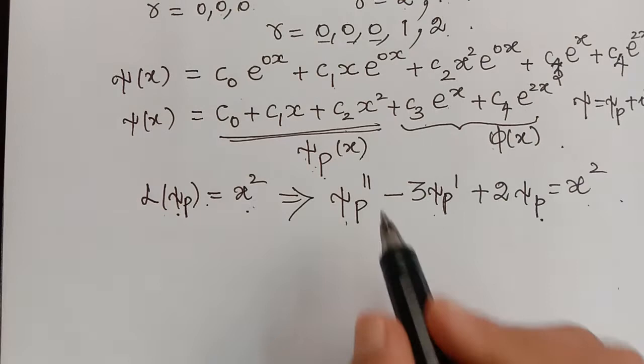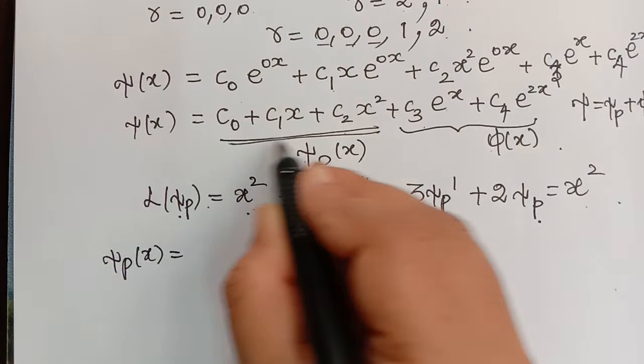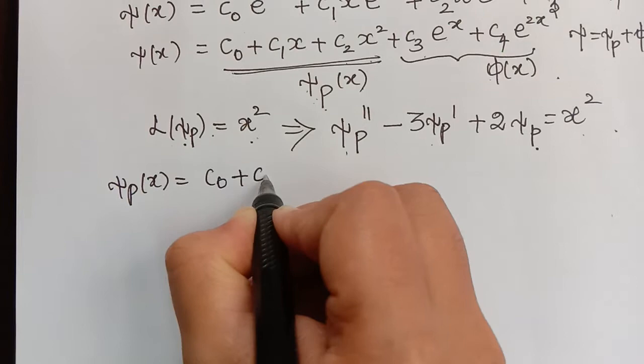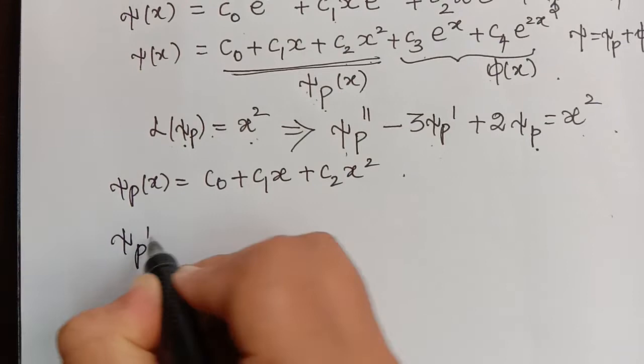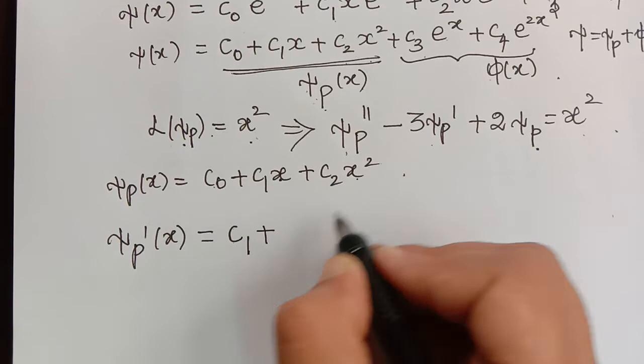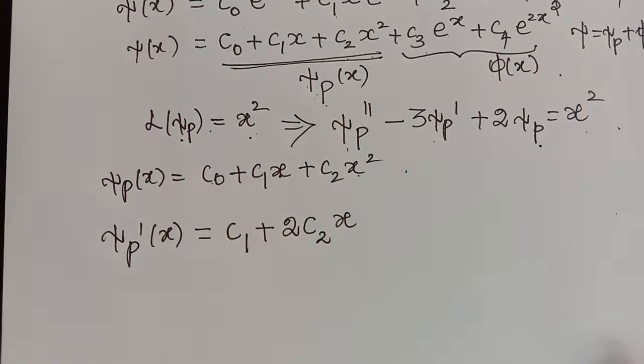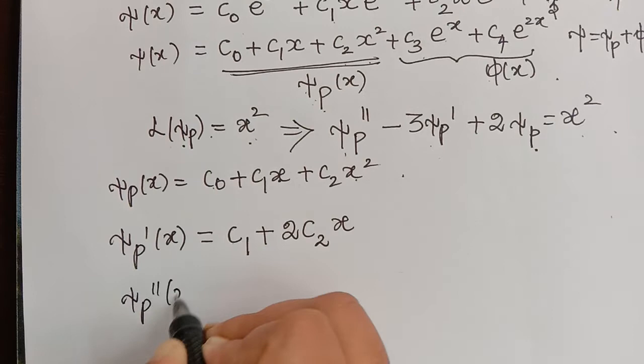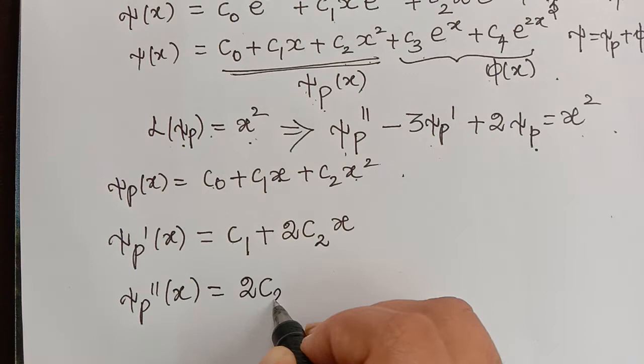So first xi p we shall write. So xi p of x is given to be, from this we have obtained it to be c0 plus c1x plus c2x square. So from this xi p dash of x will be equal to, when we differentiate this, c0 will become 0. The differentiation for x is 1, so c1, plus the differentiation of x squared is 2x, so 2c2x. So this is xi p dash, and then xi p double dash of x will be equal to c1 will become 0, and here you will have 2c2. So now these three we have to substitute in this equation.